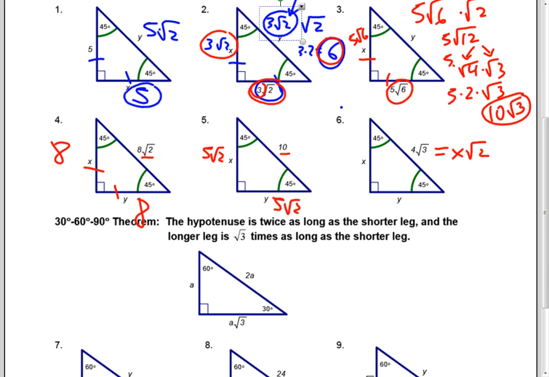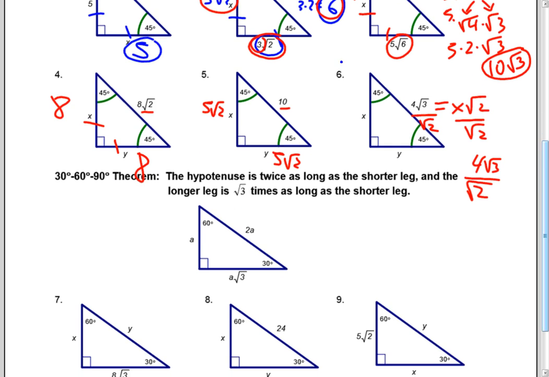Whatever the variable is here, I just use that in that equation. How do you get that by itself? You divide by radical 2. 4 radical 3 over the square root of 2 is a perfectly good answer to stick into your calculator, but you're never going to see it on a test because it's not considered to be in good form.